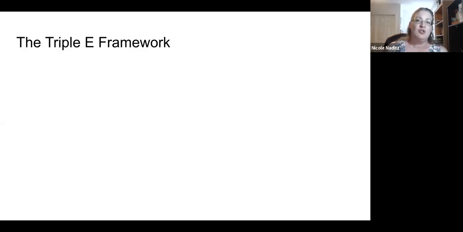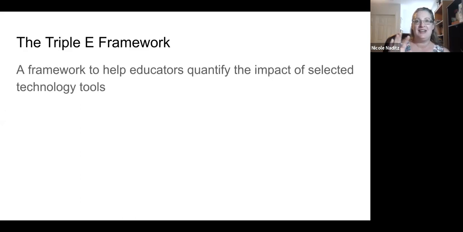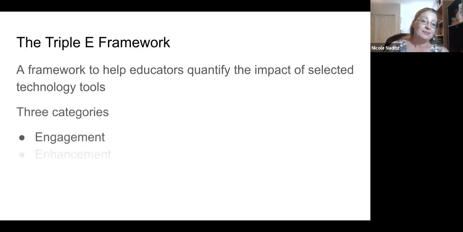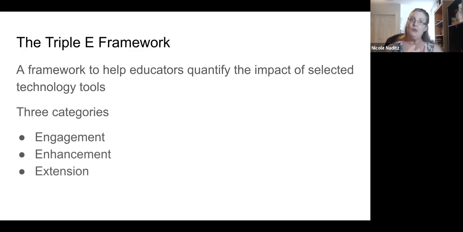So the Triple E framework, as you might imagine, has 3 components as well, a lot like the Universal Design for Learning guidelines. It has 3 categories, each of which starts with an E. So it helps educators almost quantify the impact of selected instructional technology tools, and really make very sophisticated and informed decisions about why they think this tool is the best tool at this time for these learners and this task. The 3 categories are engagement, enhancement, and extension. And there's definitely some overlap and crossover between these 3 categories.